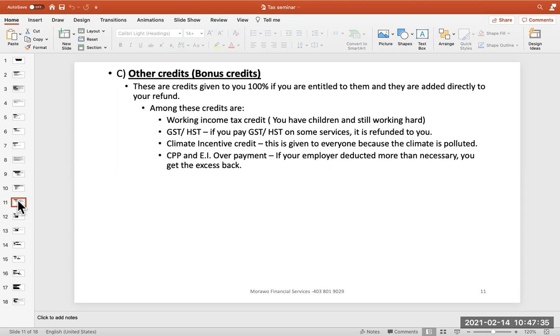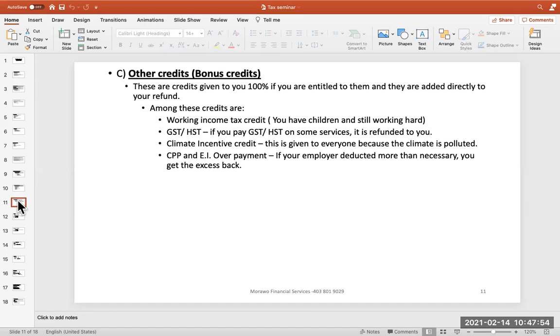Then there's this other one that is called climate incentive credit. Oh, we are sorry, we have polluted the climate. Oh, okay, we're sorry for doing that. We give you some amount of money as relief.